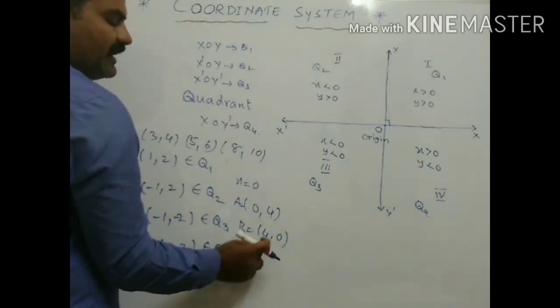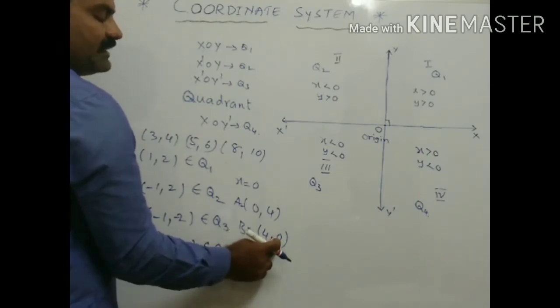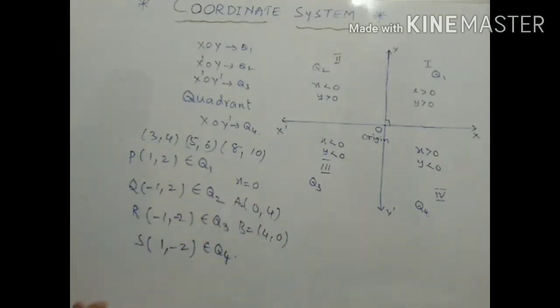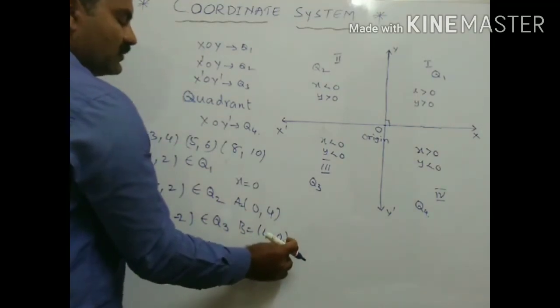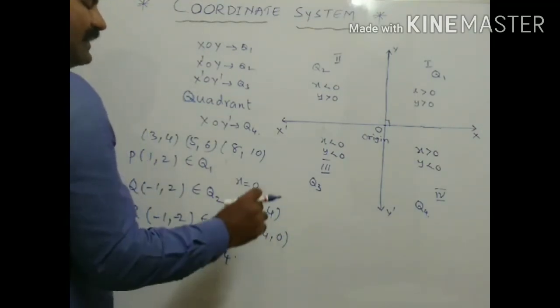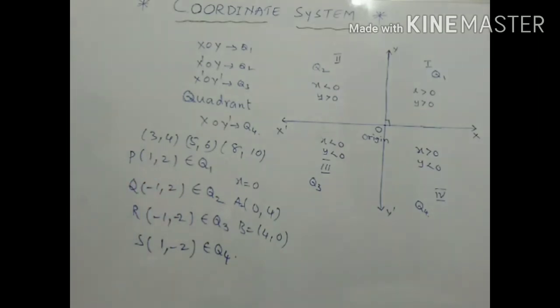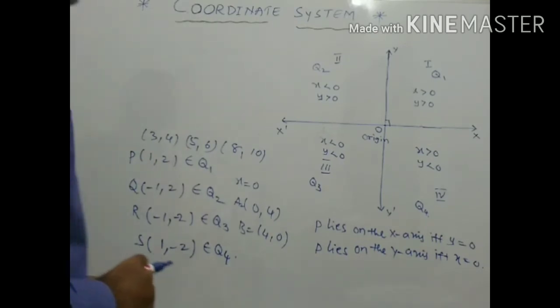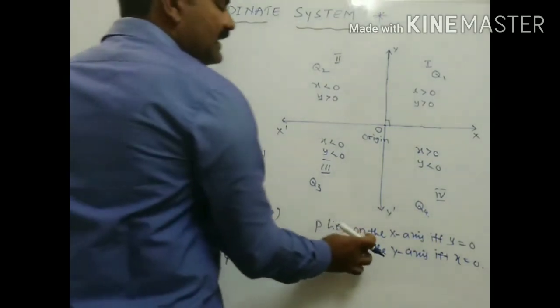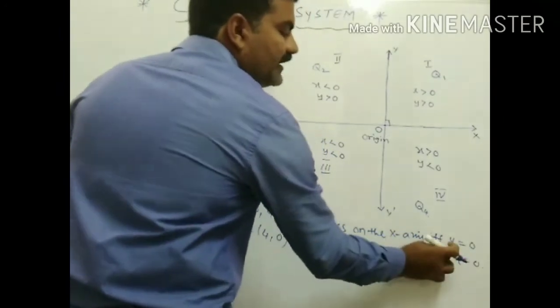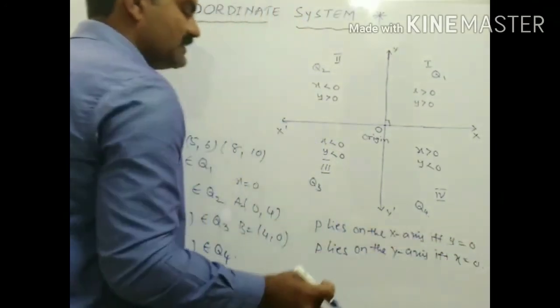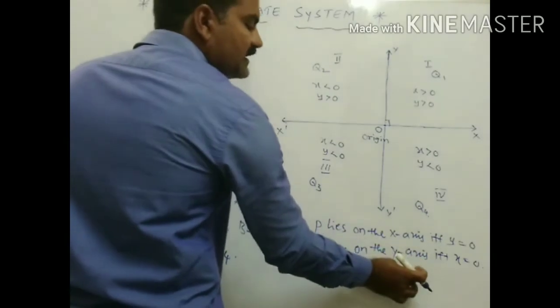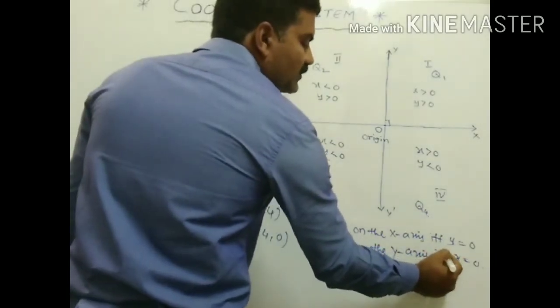Now look, the x coordinate is positive but the y coordinate is neither positive nor negative. So the y coordinate is clearly 0. That implies that if a point's y coordinate is 0, then that point lies on the x axis. So a point P lies on the x axis if and only if its y coordinate is 0. Similarly, a point lies on the y-axis if and only if its x coordinate is 0.